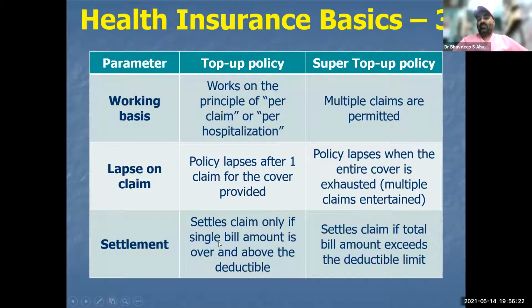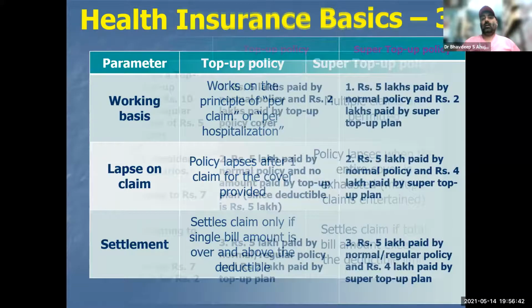So a top up settles the claim only if a single bill amount is over and above the deductible. Single bill amount means that your basic or regular plan has to be breached. The basic limit has to be breached. A super top up, again, settles the claim if the total bill amount exceeds the deductible limit. So you have to count the deductible limit across multiple bills, or from the total threshold.